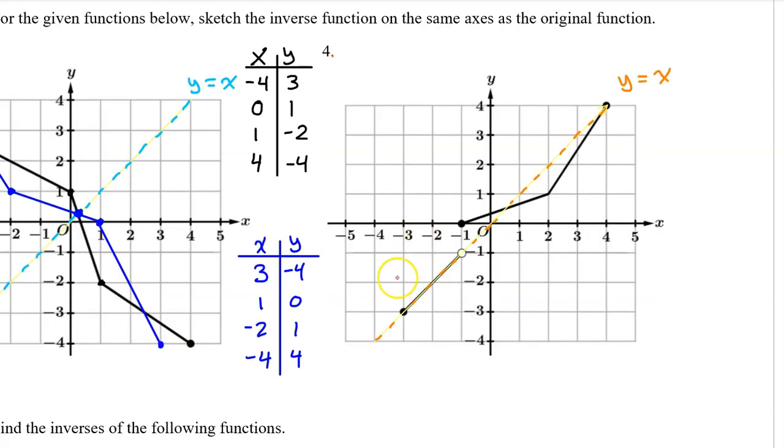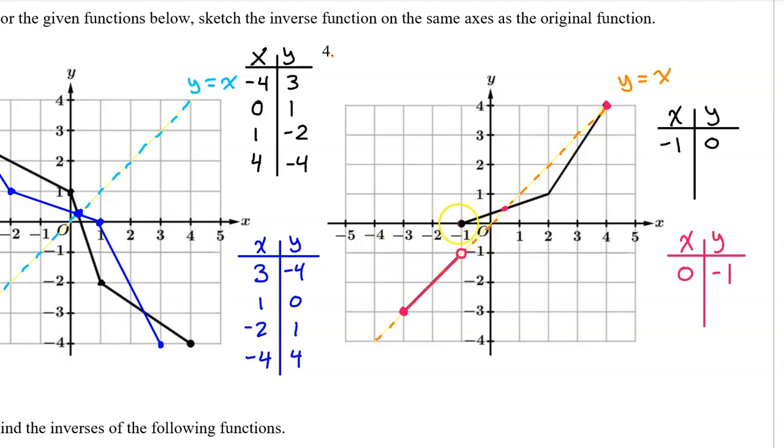Number 4. Let's graph the inverse function by reflecting over the line y equals x. Everything that is touching the line y equals x will not move. There are many points on the original function that fall on the line y equals x. This closed circle, the open circle, everything in between, this point right here, and the end point. So all of the points that I just colored in red will be points on the inverse function.